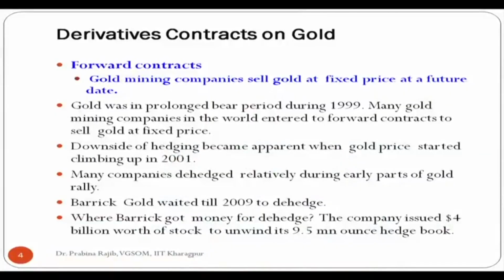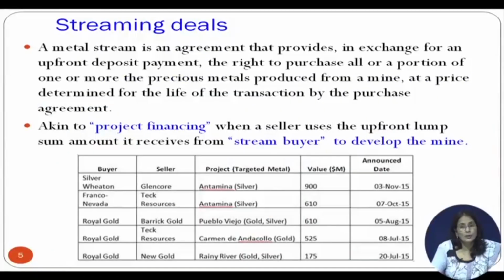$4 billion, and to pay for or to unwind its short forward position, it went to the equity market and issued seasoned equity or a follow-on public offer, and it raised this $4 billion to dehedge. After that, among mining companies, no company was entering into any kind of hedge program. Of course, gold was going on increasing almost at a continuous rate.